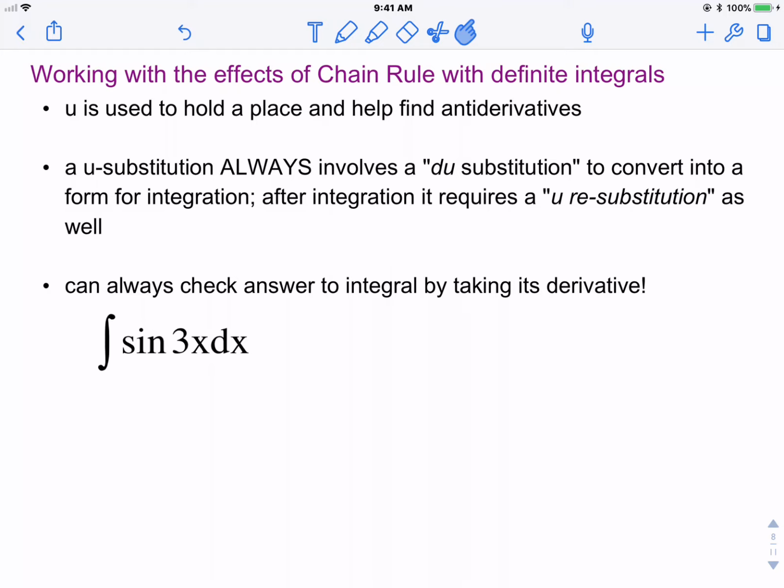If we use a u substitution, then we always need to do a du substitution so that we switch from x's and dx's to u's and du's so that, again, our variable of integration matches our variable in our expression. And then if we're not sure we did it correctly, we can always take the derivative to see if we did do it correctly and get back to sine of 3x. So how can we do this?